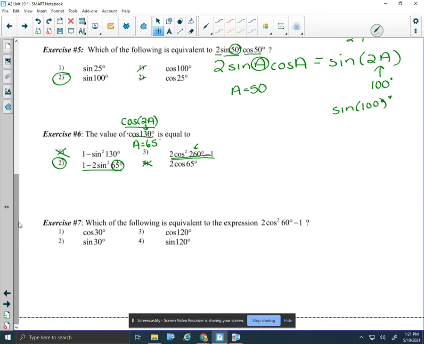So the next one is kind of similar. This matches the 2 cosine squared A minus 1 side of the cosine of a double angle identity. Okay, so if this is A, so A equals 60, 2A should be 120. So I'm looking for cosine of 120 here.